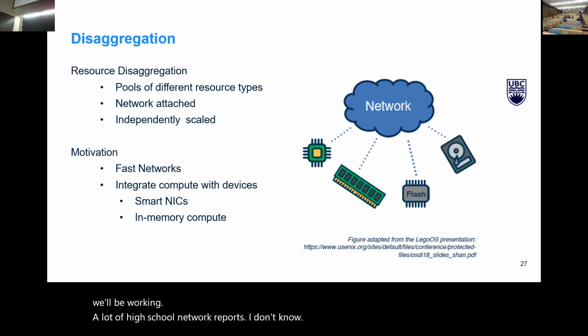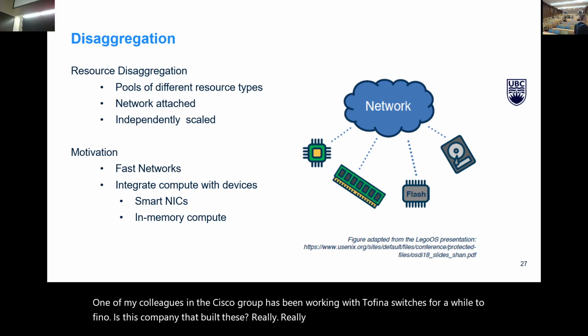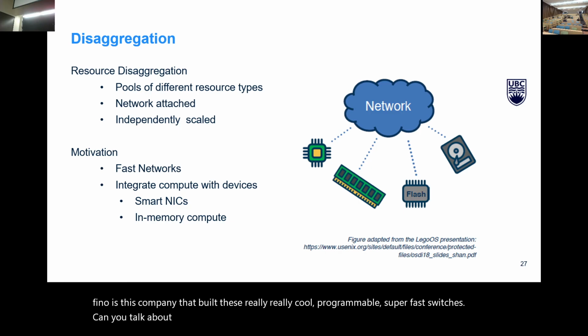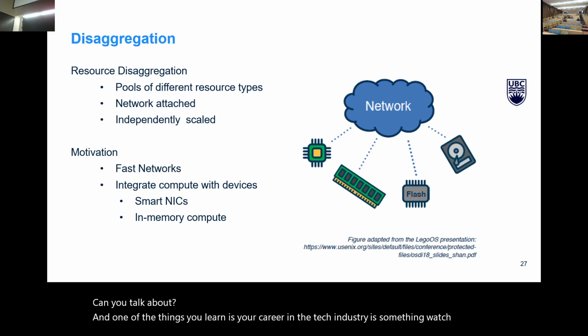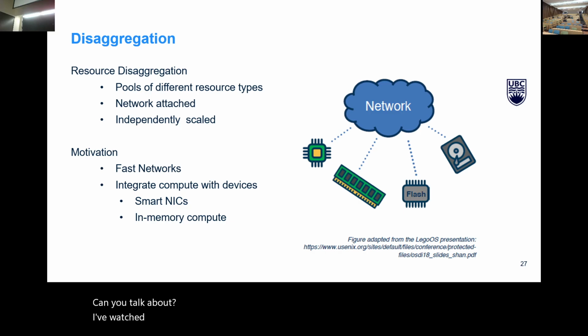One of my colleagues in the Systopia group has been working with Tofino switches for a while. Tofino was this company that built these really cool, programmable, super fast switches. And Intel bought them. And one of the things you will learn as you go through the tech industry is that when large companies buy small companies, usually what they bought them for ends up getting destroyed. I've watched this happen over and over again. It's really kind of amazing. Well, what the hell? We'll go spend $500 million to buy this company and then shut them down. Because it's cheap.